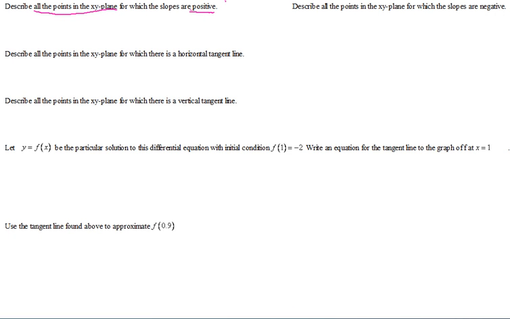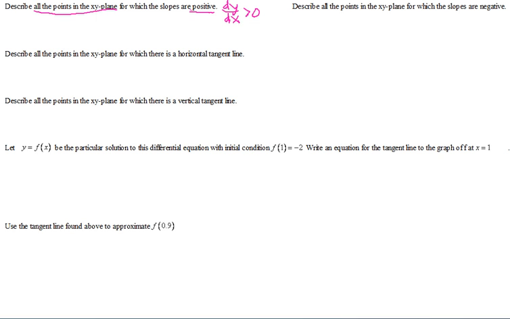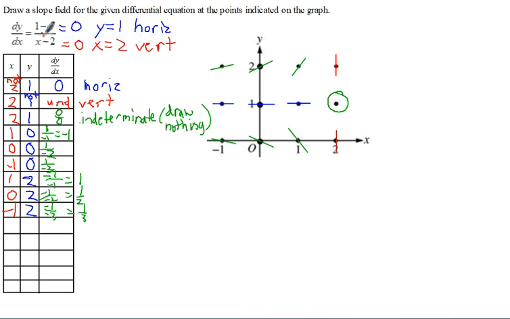That means the derivative, dy/dx, which gives you the slope, has to be greater than 0. Now you can look at this to give you clues of where the slopes are positive, but a more exact technique, because you haven't graphed the entire xy plane, so you might not see everywhere just by looking at the slope field, is to look at the numerator and denominator. So in order to be positive, both the numerator and denominator have to be the same sign, because you're dividing.